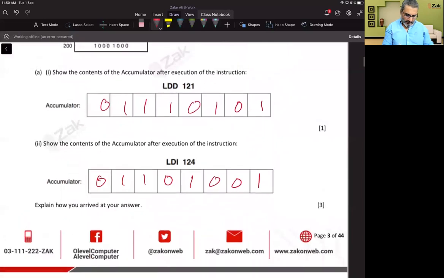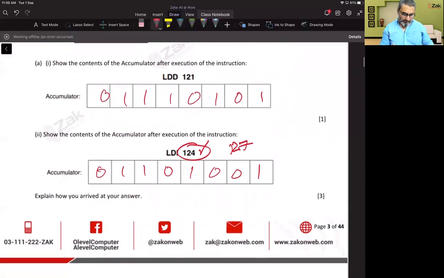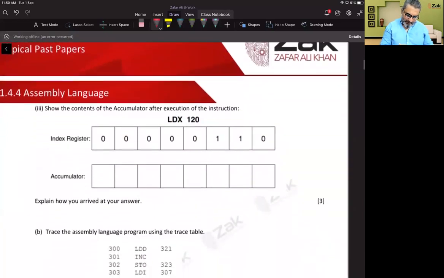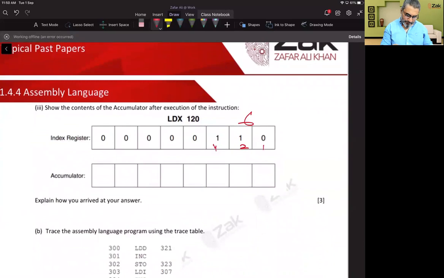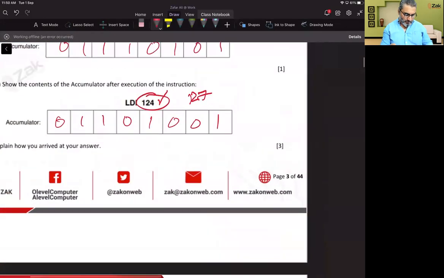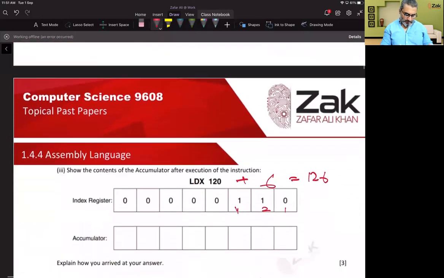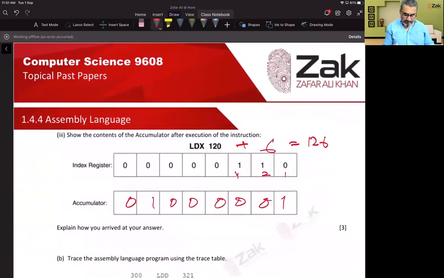So you would have to tell that when I went to 124, it had 127, and then I went to 127 since it is indirect addressing, and I'll pick up the data from address 127. So the index register is 6, 1, 2, 4. Okay, so it is 6. LDX 120 means 120 plus 6 becomes 126. So you go to 126 and you find what? 01000001. That is what you have.